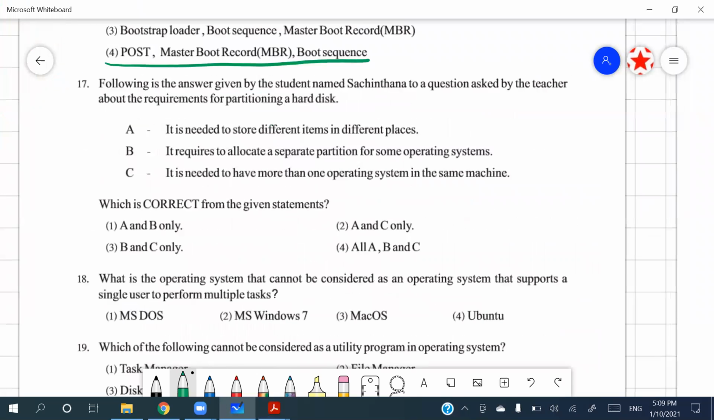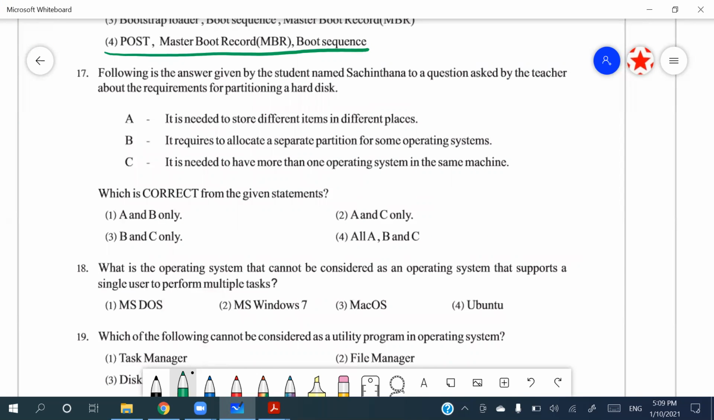So when it comes to the 17th, the following is the answer given by the student named Sachin Tana to a question asked by the teacher about the requirements of partition in a hard disk. It is needed to store different items in different places. Okay, we can consider it as a requirement. It requires to allocate separate partitions for some operating systems. Yeah, when it comes to Linux kind of things, but it's a little bit technical. It is needed to have more than one operating system in the same machine. No, you can have just one operating system.